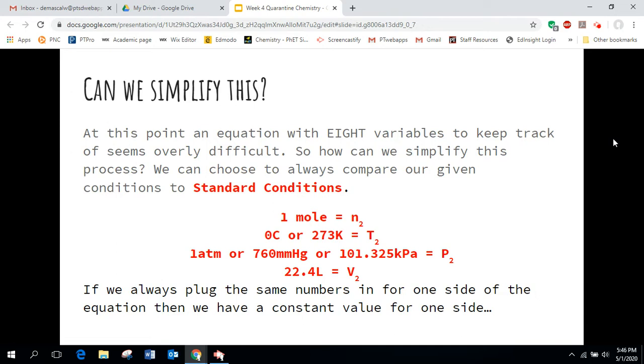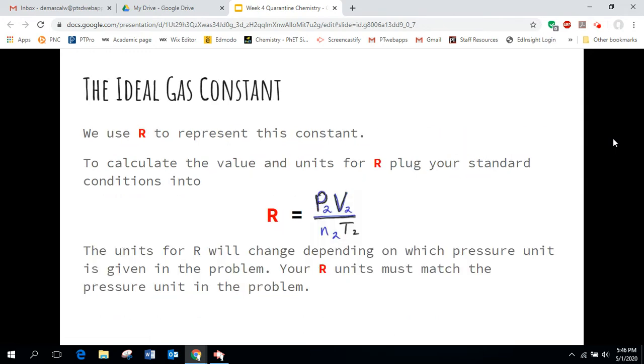What if we always compared the sample of gas we're dealing with and the conditions that it's at to standard conditions? 1 mole, 273 Kelvin, 1 atmosphere, 22.4 liters. If we always plugged the same values in for N2, T2, P2, and V2, well, then we would have a constant number on the right side. That's where we get this ideal gas constant.